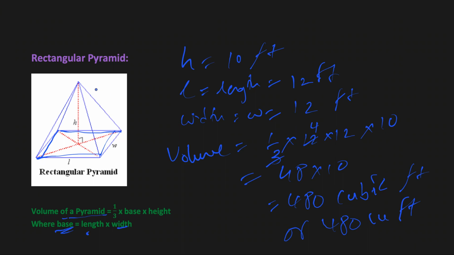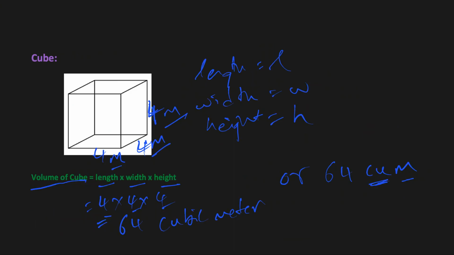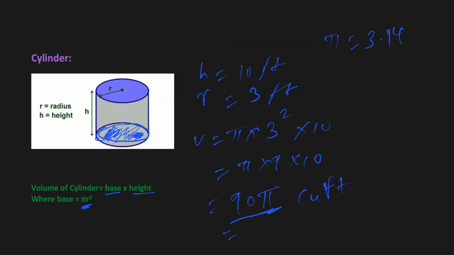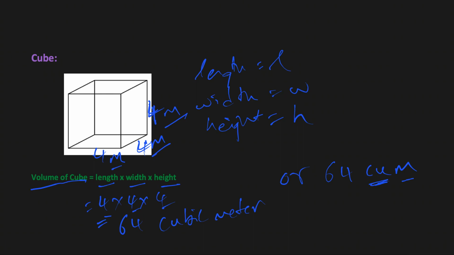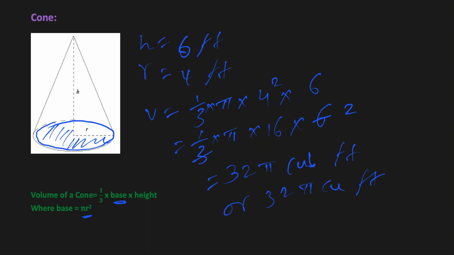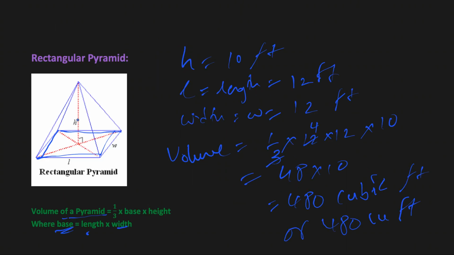So with this, we have seen examples for each of the solid figures that we will usually see very commonly in any mathematical examples or any mathematical books. So this is how we do volume for a cube, volume for a rectangular solid, volume for a cylinder, volume for a cone, and volume for a rectangular pyramid.